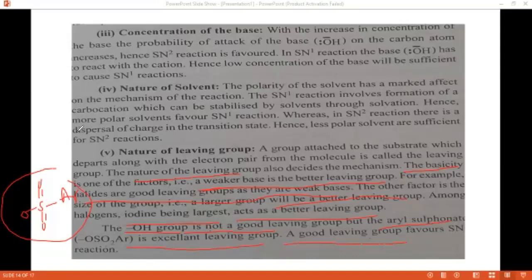There are two very important factors: the basicity and the size of the leaving group. The weaker bases are better leaving groups, and the larger size groups are better leaving groups. So iodine, being a larger size group, is a better leaving group as compared to the other halogens. The OH group is not a good leaving group, but aryl sulfonate is an excellent leaving group. A good leaving group favors the SN2 reaction.